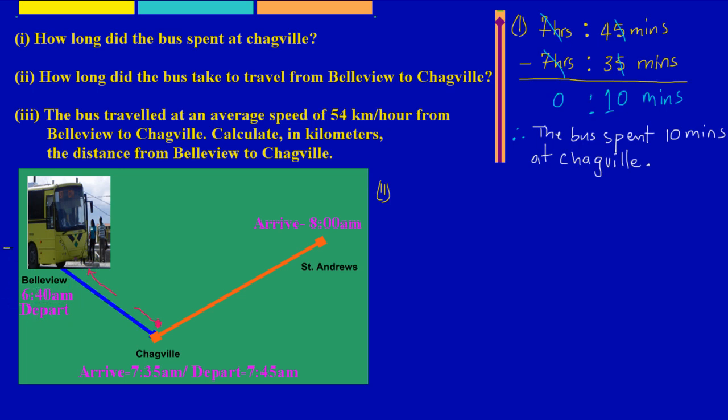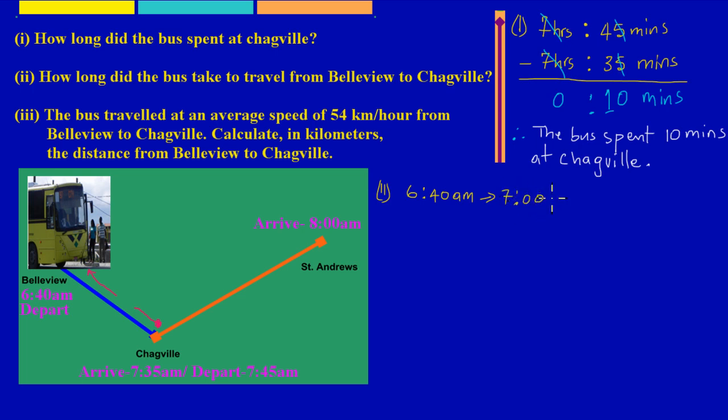If you notice, the bus departed from Bellevue at 6:40 a.m. and it arrived at Chagville at 7:35 a.m. A very easy way to look at that, based on the concept, is to ask how many minutes there are from 6:40 a.m. to 7 a.m.